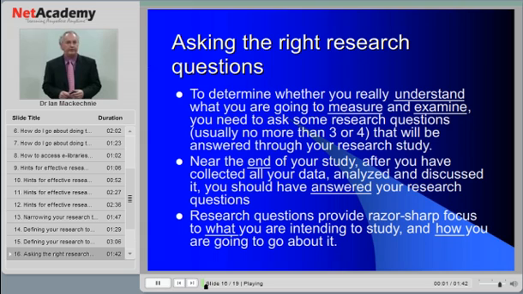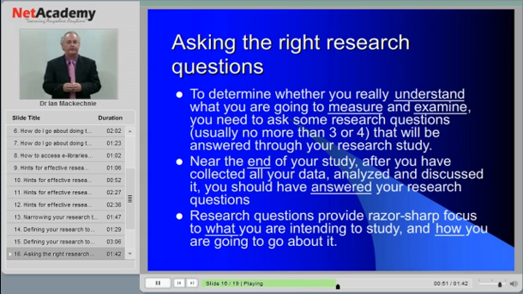An important part of our research is asking research questions. Now, these research questions are a part of our thesis. After we've done our literature review, we then decide what sort of questions we want answered through our research. And asking research questions also helps us to ask ourselves whether we really understand what we are measuring and examining through our research. Now, our research questions will normally only be confined to about 3 or 4 questions, and that's enough to answer in the context of the thesis.